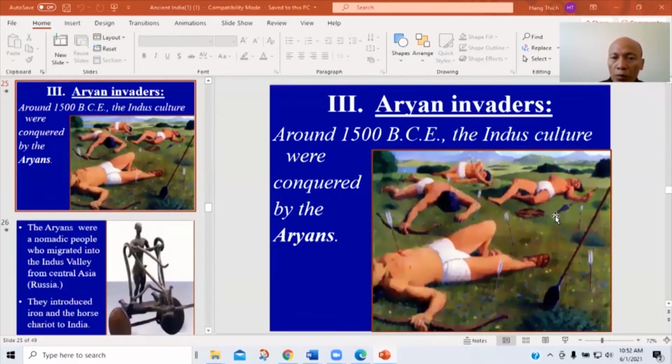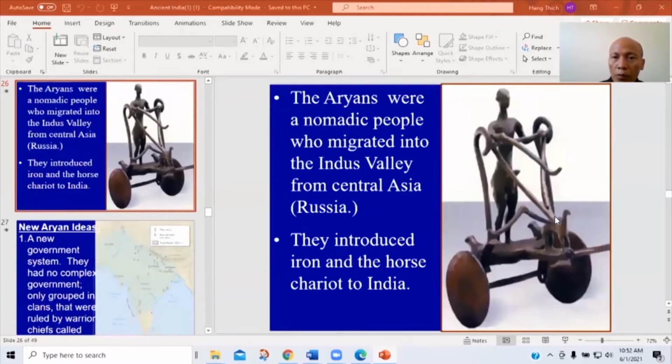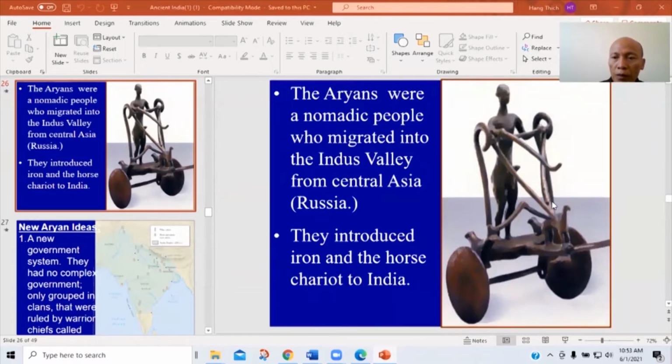And so around 1500 BC, the Indus culture was conquered by the Aryans, who came from the northwest to conquer that area. They were nomadic people who migrated into the Indus Valley from Central Asia. They introduced iron and the horse-drawn chariot to India, like here.